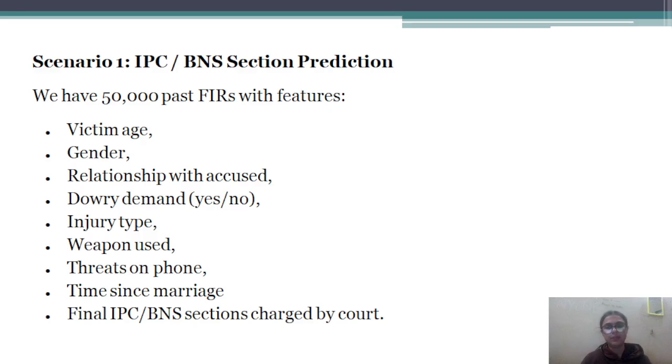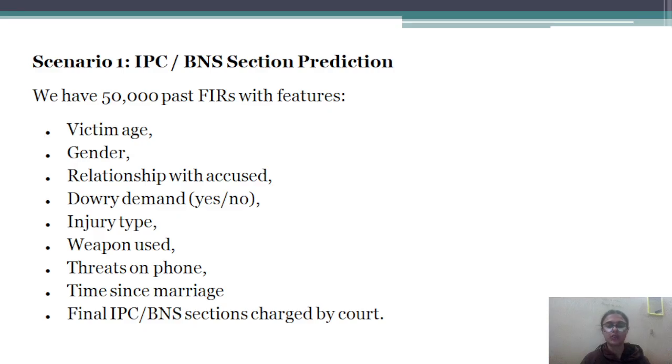Scenario 1 is IPC BNS section prediction. In this scenario, we are given 50,000 past FIR records and each FIR contains the following information: victim age, gender, relationship with the accused, whether there was any dowry demand or not, type of injury, weapon used, whether threats were given on phone, time since marriage, and finally the IPC and BNS section charged by the court.